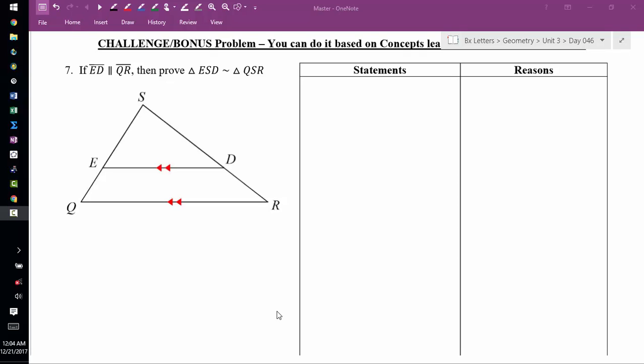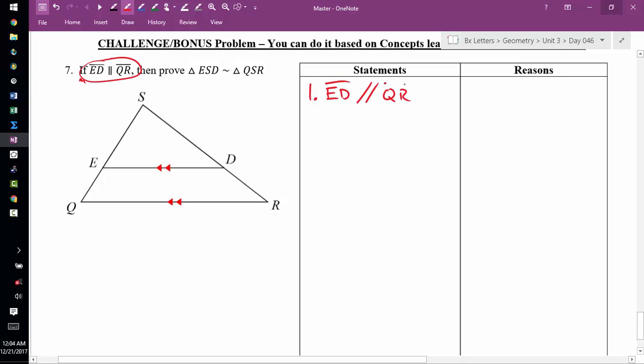Last but not least is problem number 7, and this problem is very similar to problem number 6. Right off the bat, they tell me a given. They tell me that I've got parallel sides, so I'm going to record that. I'm going to write that down. That side ED is parallel to side QR.